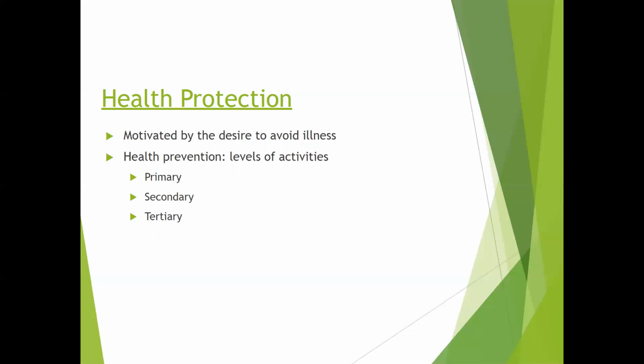Now, there's secondary, which is screening activities and education for detecting illnesses in early stages. Some examples of those would be breast self-exams, testicular exams, or regular physical exams every year. And then tertiary is stopping the progression of a disease or getting the individual's health to a pre-illness state. So this could be considered the rehabilitation level if you want to think of it that way.